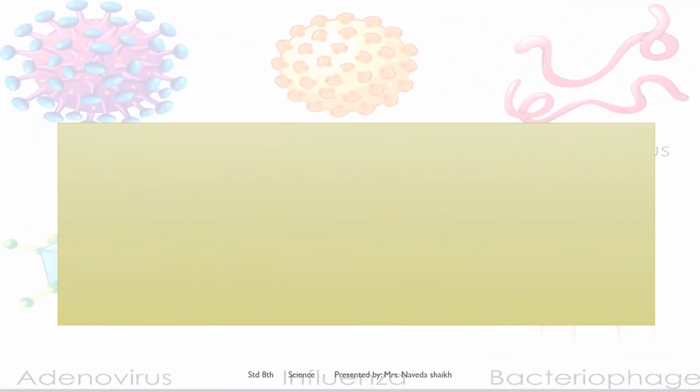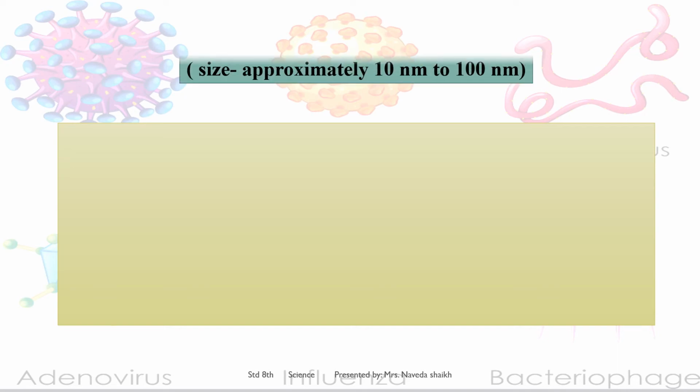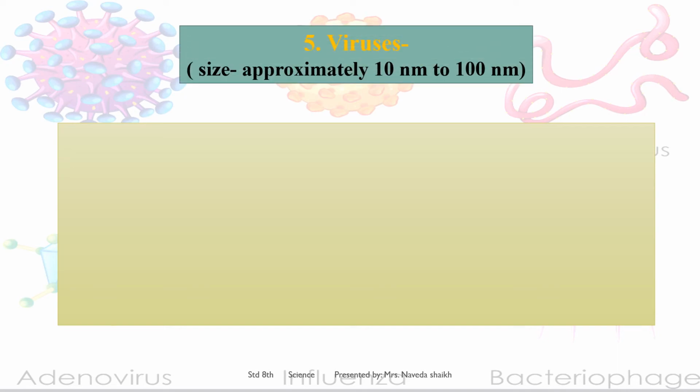Next is viruses. Now, viruses are extremely important to study because of the condition going on in today's scenario related to the pandemic which has spread, that is corona, which is nothing but a virus. So it is very important to understand what viruses can do and why they are doing it. Let's understand their size first. They are approximately 10 nanometers to 100 nanometers, meaning they are extremely small.